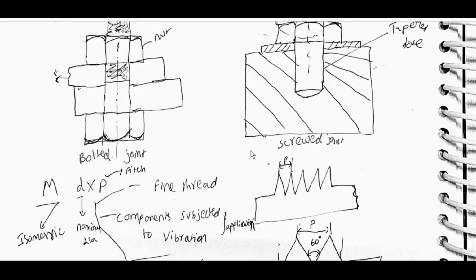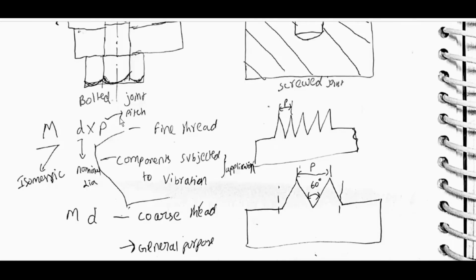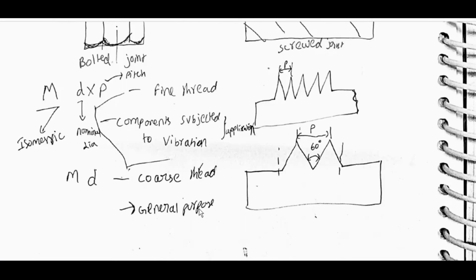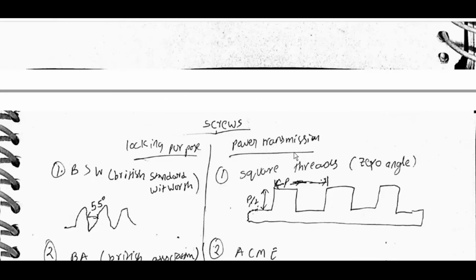M D by P: M is metric, D is nominal diameter, P is pitch, for fine thread. This is the representation for fine thread. Fine threads are used for components subjected to vibration. M D is for coarse thread, for general purpose, with a 60 degree thread angle.